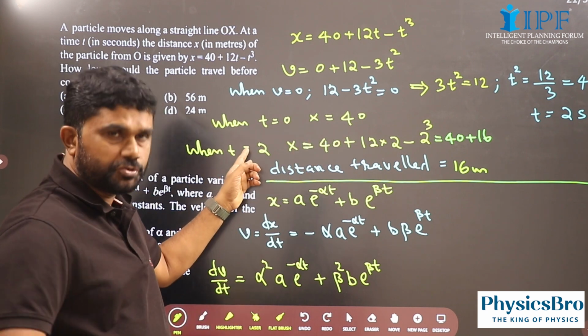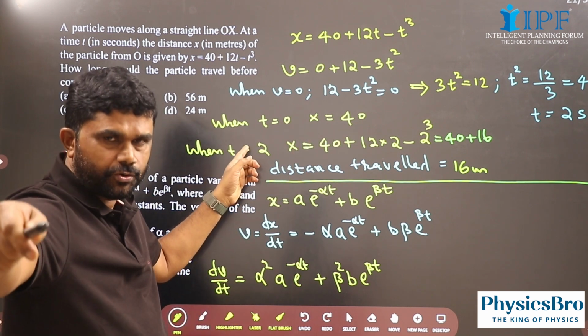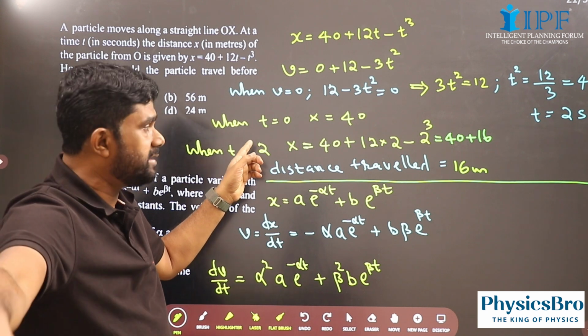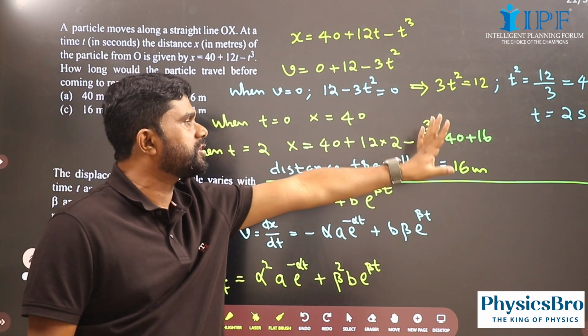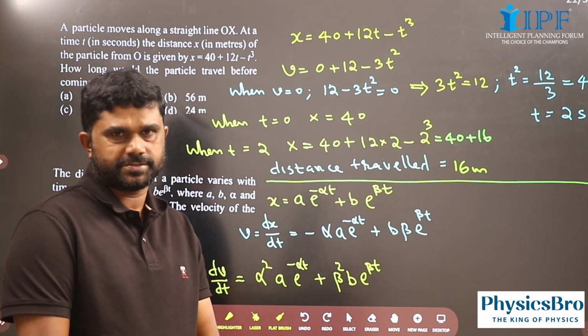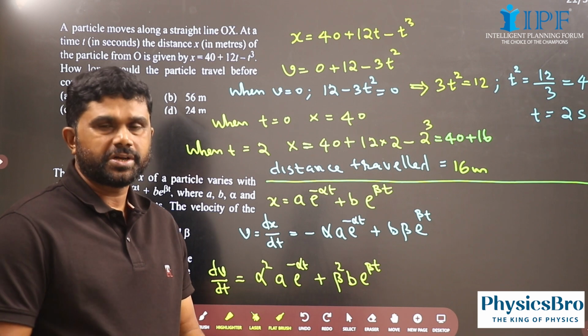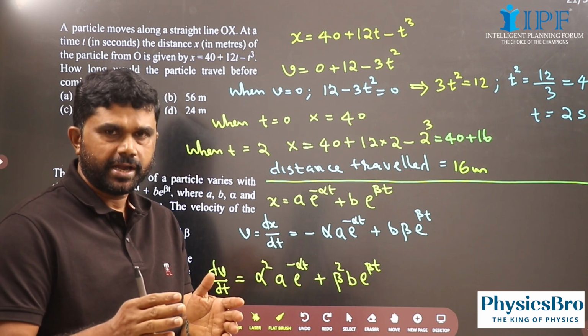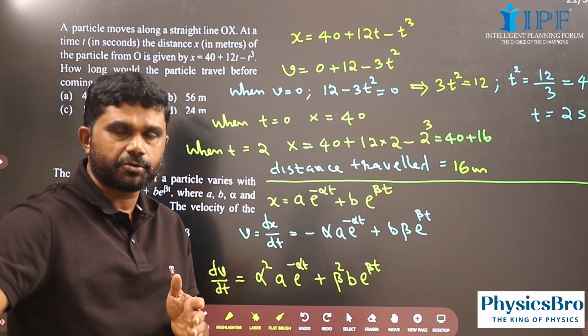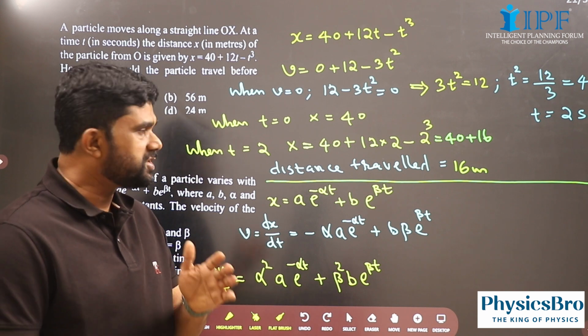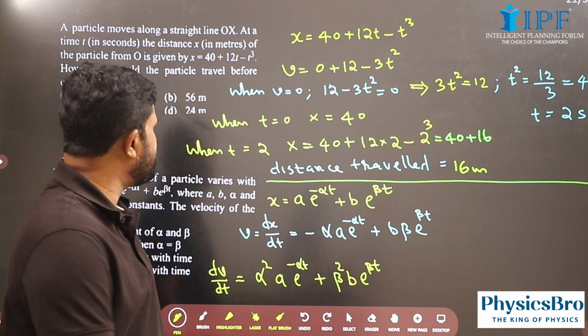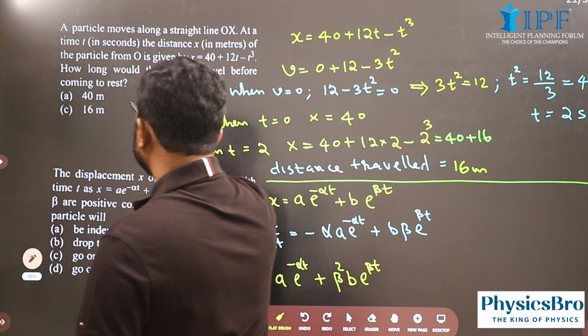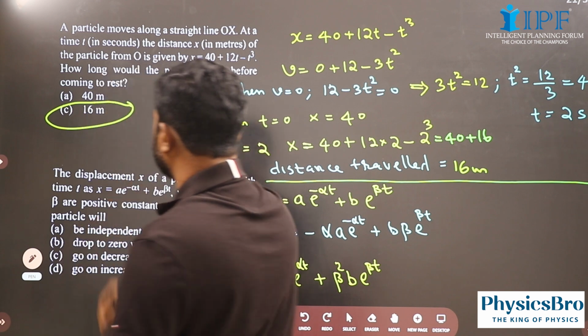So when time equal to 0, initially the position is 40 meter. And when the velocity becomes 0, our body will come to rest at x equal to 40 plus 16, 56 meters. Body starts from x equal to 40 and body comes to rest at x equal to 56. So the displacement travelled will be 16 meter.